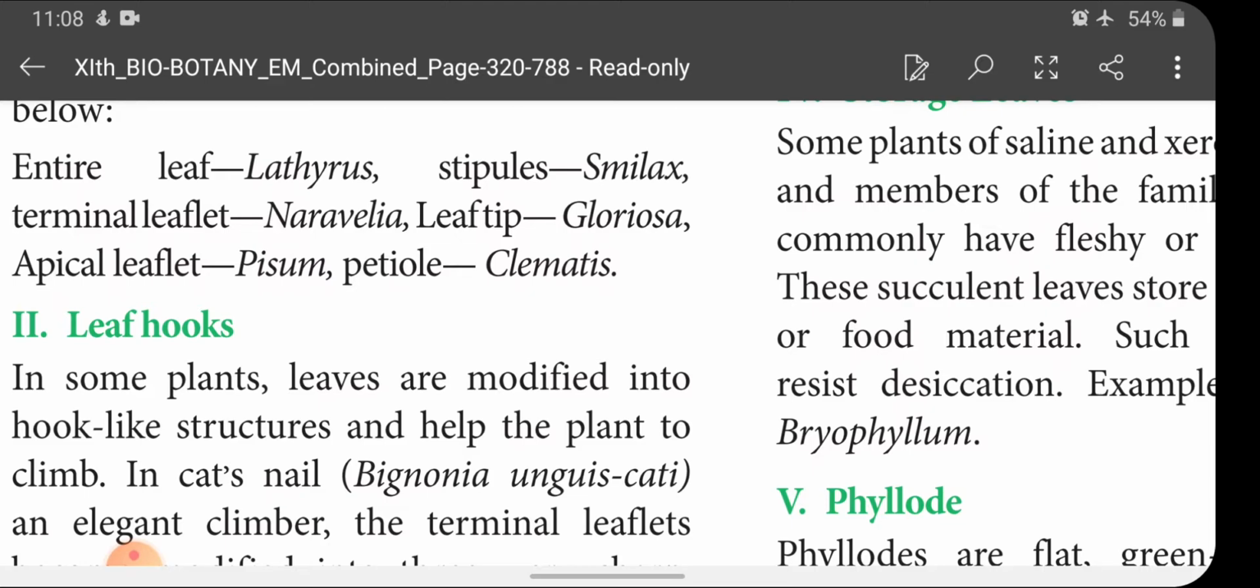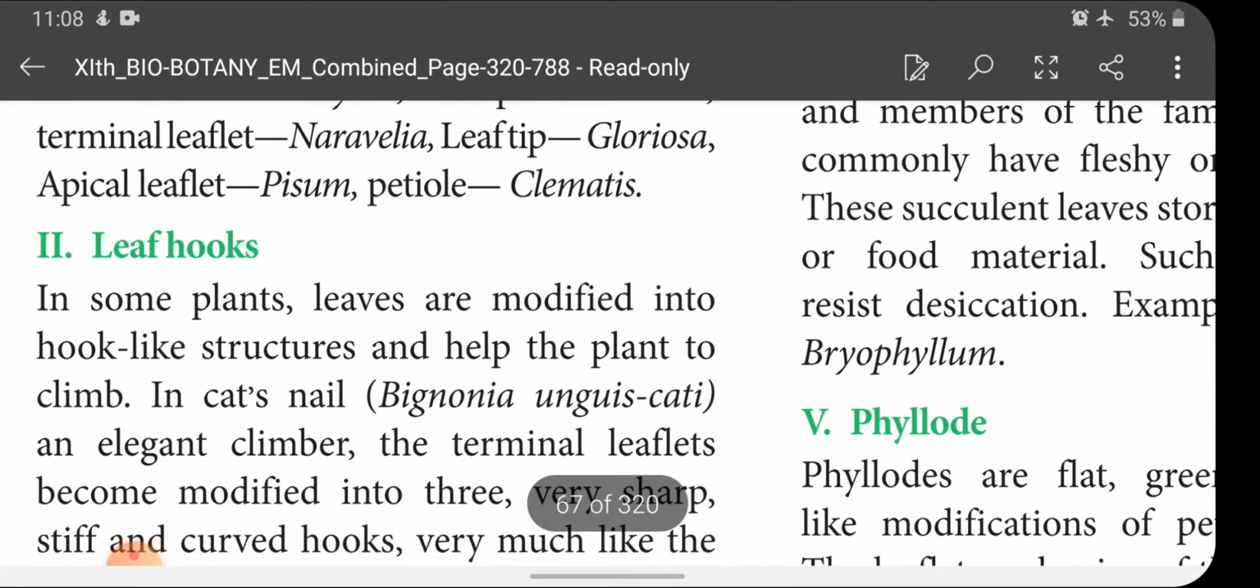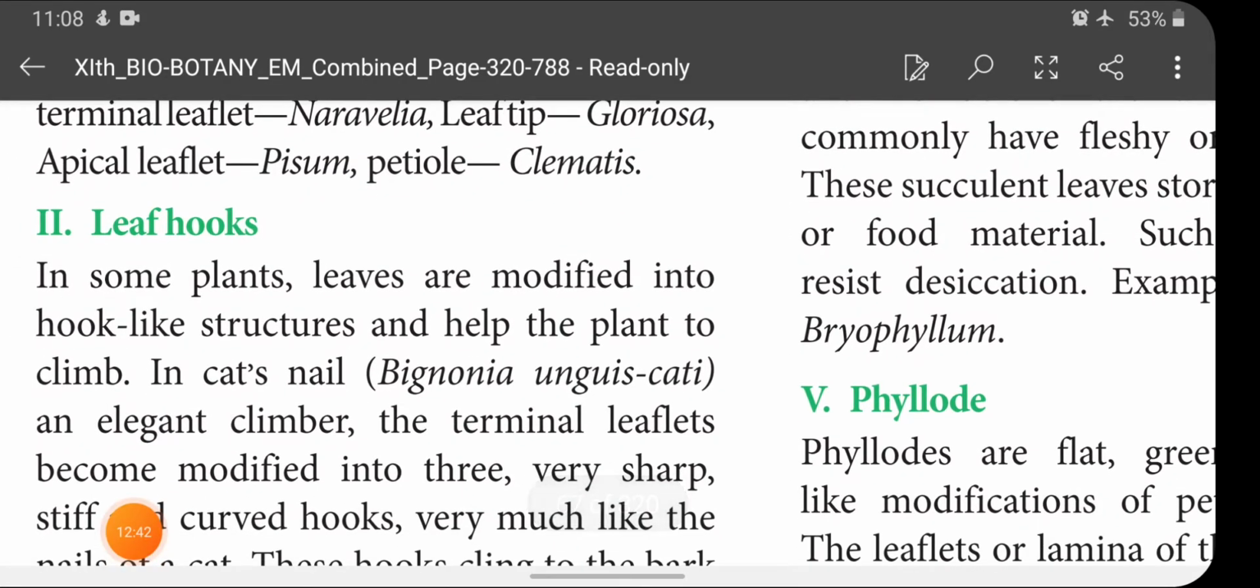Some of the leaves are modified into stipules. Example: Smilax. Terminal leaflets. Example: Naravelia. Then leaf tip, example: Gloriosa. Apical leaflets, example: Pisum. Petiole, example: Clematis. And leaf hooks.